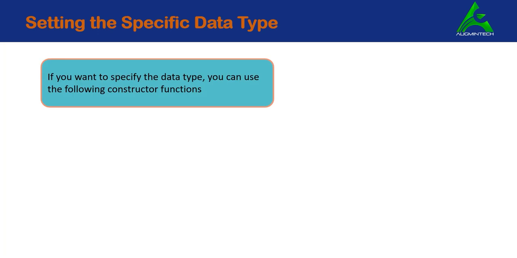Now let's see how to set the specific data type. Setting the specific data type. If you want to specify the data type, you can use the following constructor functions. Let's say x equals str of "Hello World", x equals int of 20, x equals float of 20.5.